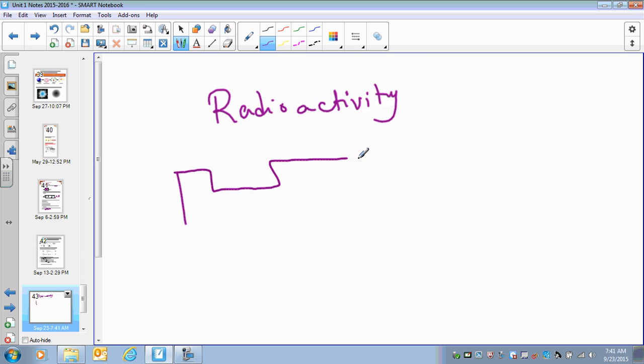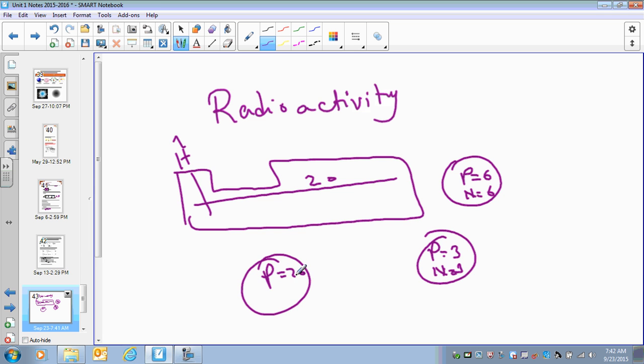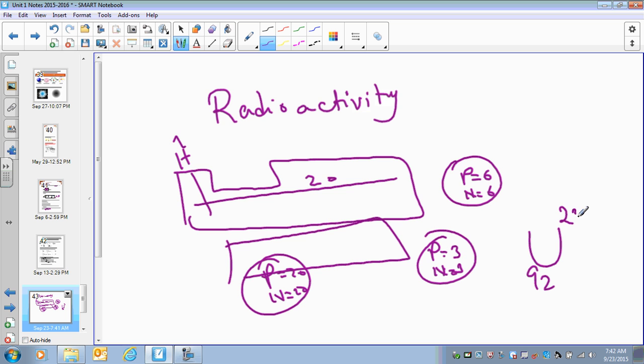In the periodic table, there are 118 elements. But for the elements from atomic number 1 up to atomic number 20, the number of protons and neutrons in the nucleus are the same. 6 protons, 6 neutrons. 3 protons, 3 neutrons. 20 protons, 20 neutrons. But as you get into the higher elements, especially bigger elements, uranium 92, 238, you have 92 protons, but what is it, 146 neutrons.